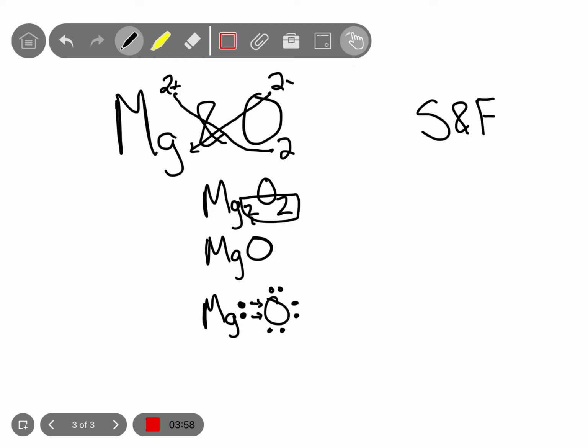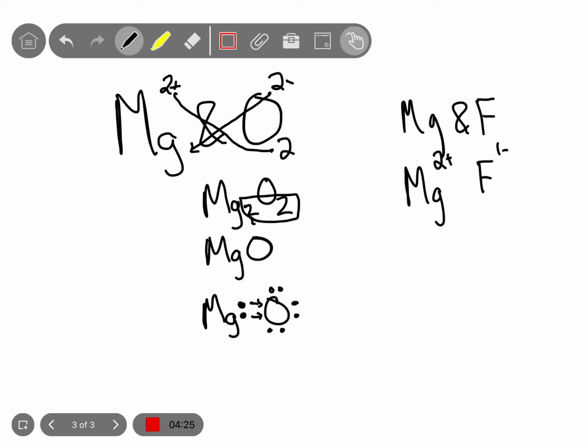Now, here's what happens though. Let's get a little more magnesium in our lives. What if we had something like magnesium fluoride? Again, magnesium we know has a +2 oxidation number, and fluorine has a -1 oxidation number.